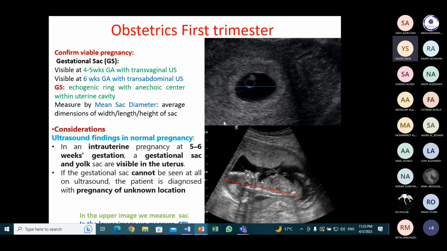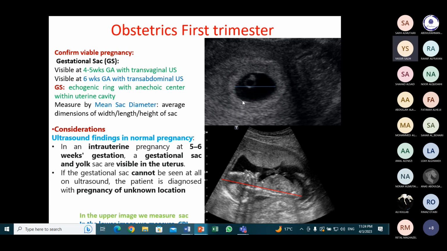Before that, the first thing we have is ultrasound findings in normal pregnancy, meaning intrauterine pregnancy at 5 to 6 weeks gestational age. The gestational sac and yolk sac are visible in the uterus, as we explained. This is the gestational sac and this is the yolk sac, which should be visible at 5 to 6 weeks.